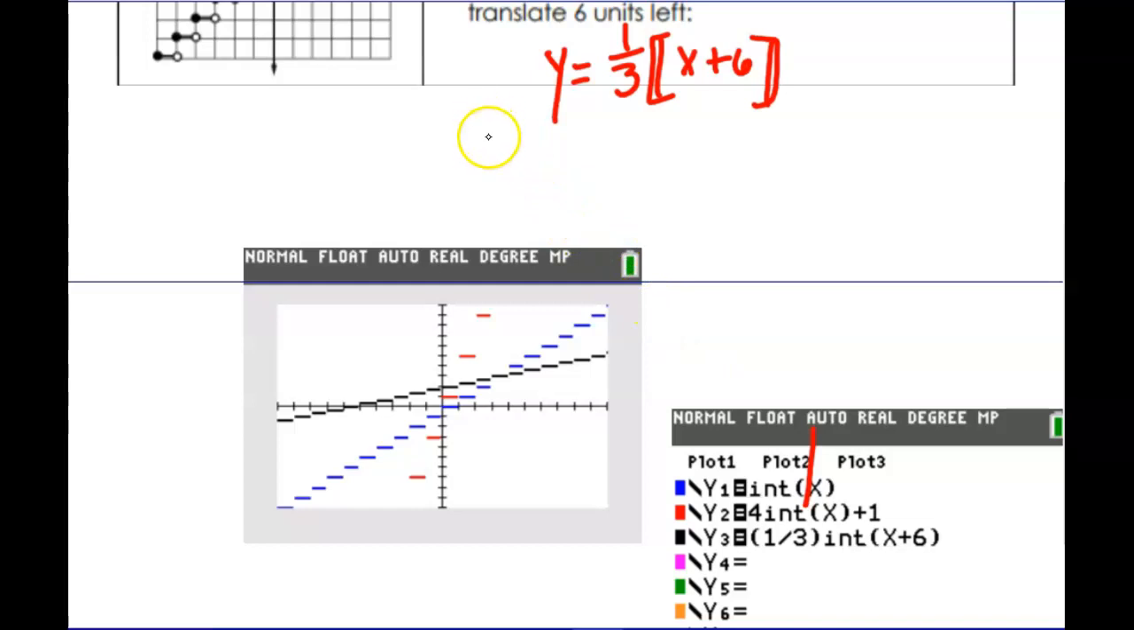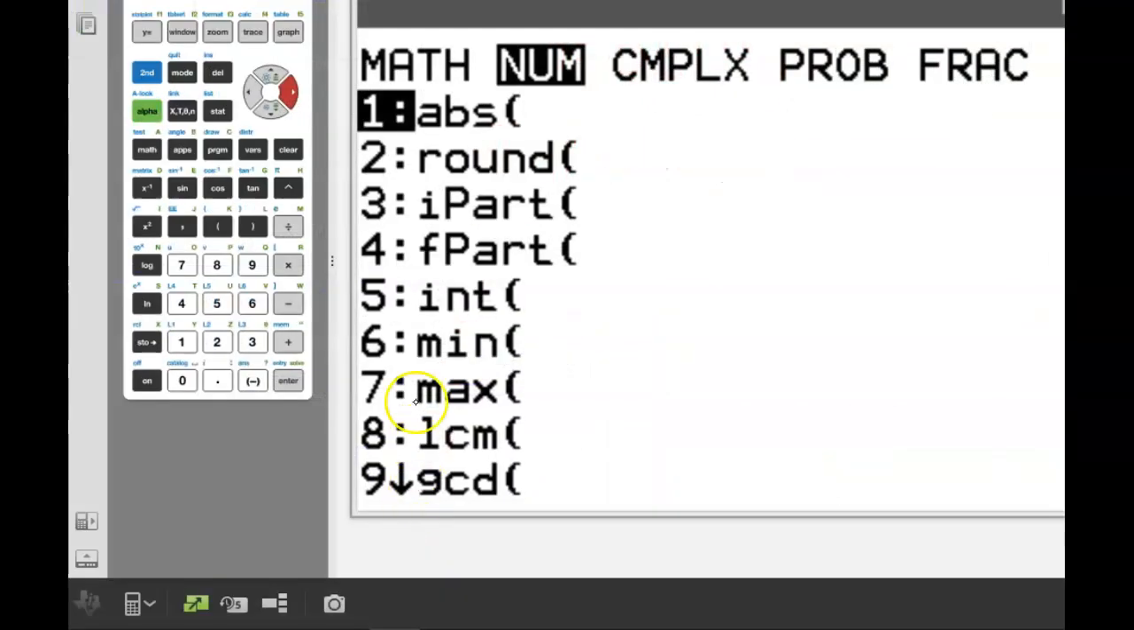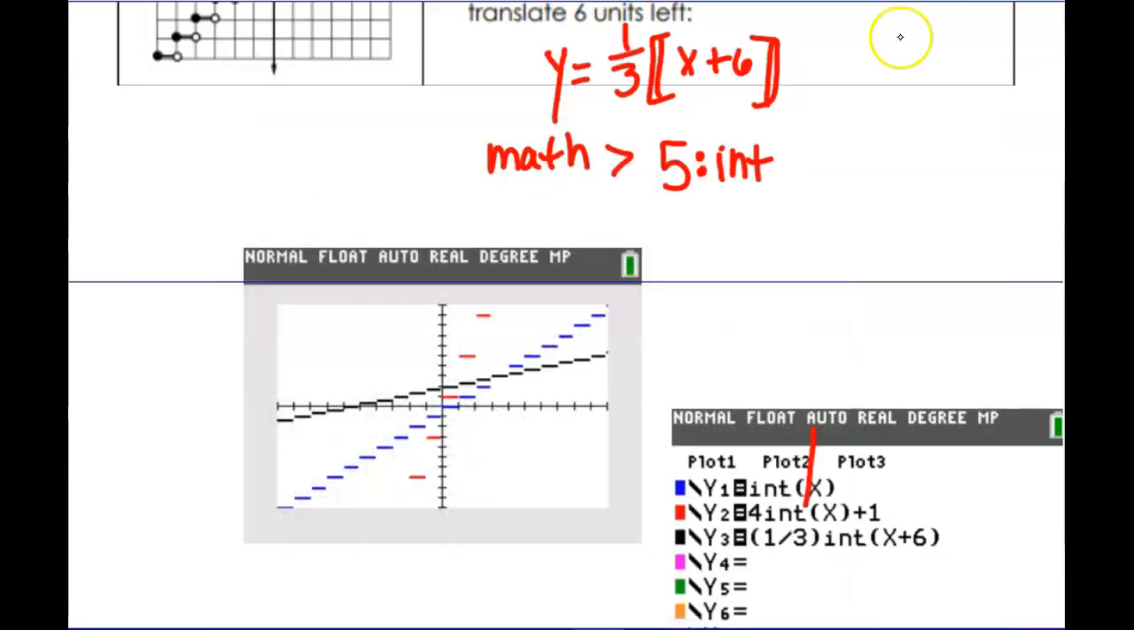Okay, let's write that down though. It's math. Arrow to the right. And then I think it's number 5, INT. Does anybody double check me on that? Yep, right here, 5, INT. Okay. Is where you find that greatest integer function. And that's all it puts on the screen is INT, by the way.